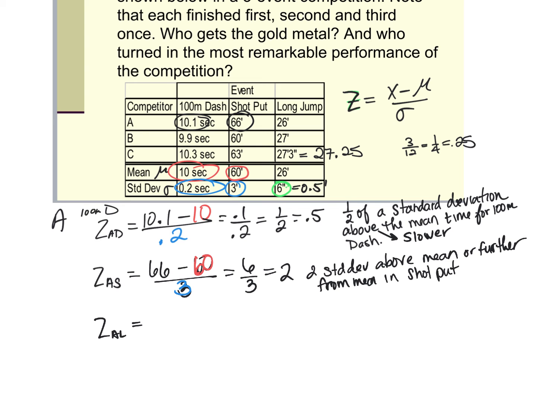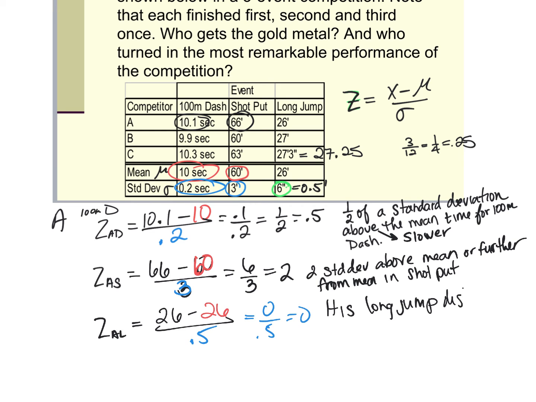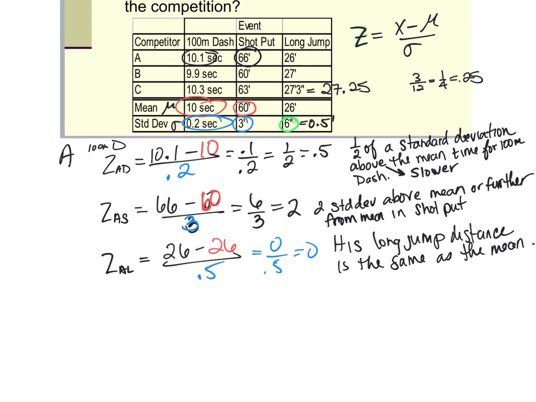So for the long jump, his score was 26 minus the mean of 26 divided by the standard deviation of 0.5. And that's 0 over 0.5, which is 0. So his long jump score, or distance, is the same as the mean. So pause the video and take the time to calculate the z-scores for B and C in each of their events.